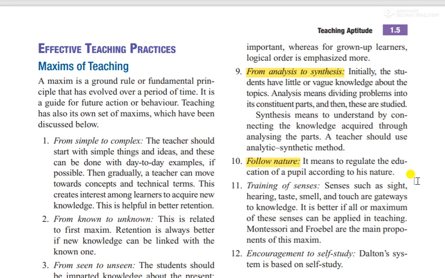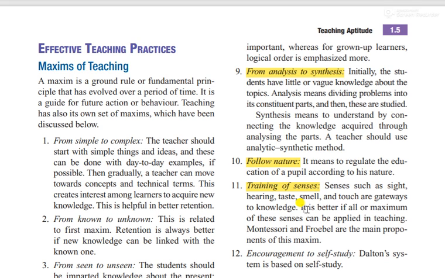On the basis of that, teachers should adopt such type of things. Okay, another one is the training of senses. Senses such as sight, hearing, taste, smell, and touch are the gateways to knowledge. Okay, we are getting the knowledge. How are we getting the knowledge?